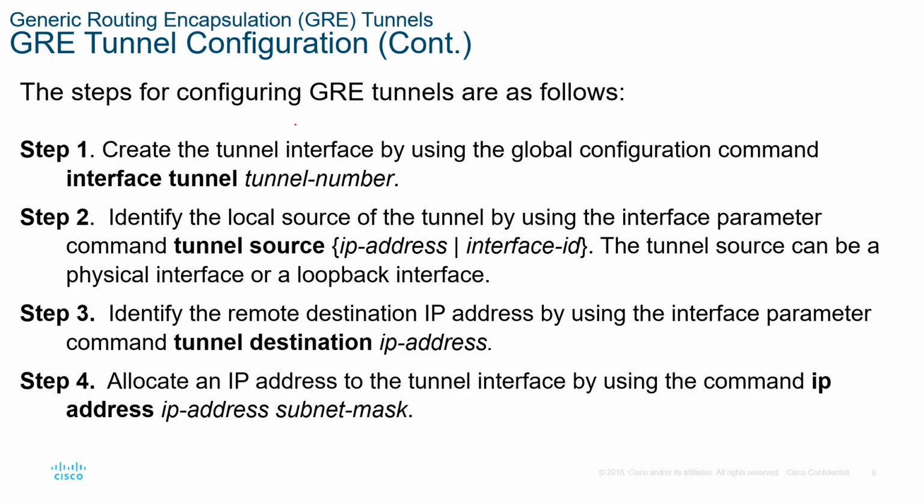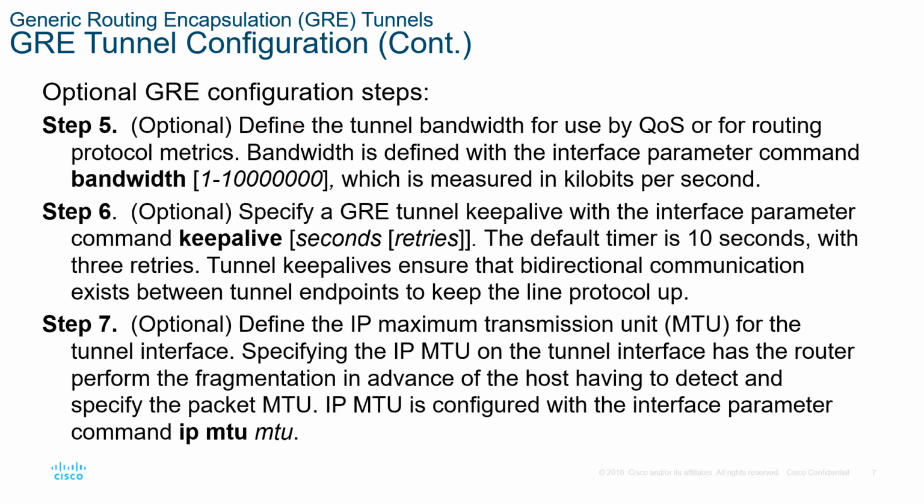Step 3, identify the destination and include the appropriate interface parameters, and you'll be doing that through the tunnel destination IP command. Step 4 will allocate an address to the tunnel interface by using the IP address command, and we would be treating it like a physical interface, like any other interface, even though it's a tunnel-based interface. The next steps are all optional, but we can define bandwidth, we can specify keepalive, and we can also define the maximum transmission unit, or the MTU, for our different sizes.